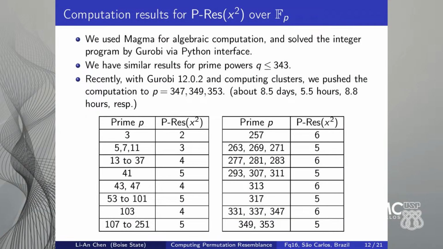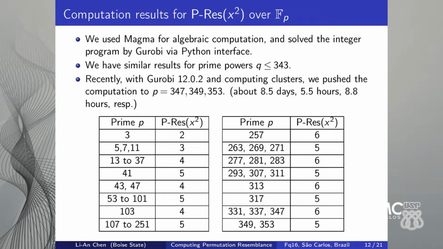Okay, and then we run this computation for x squared. We use Magma for algebraic computation, and we use Gurobi to solve the integer program. Gurobi is a commercial software, but it has an academic license. What I list here is for prime p, but we also have prime power results.